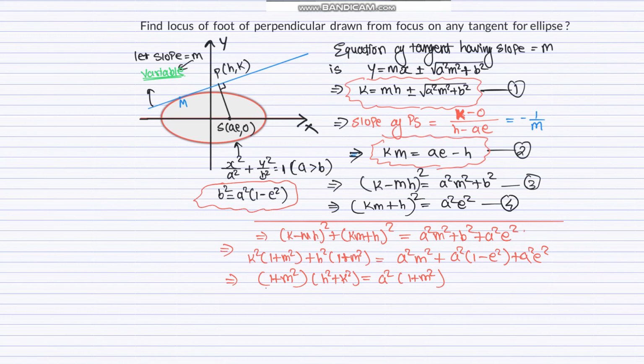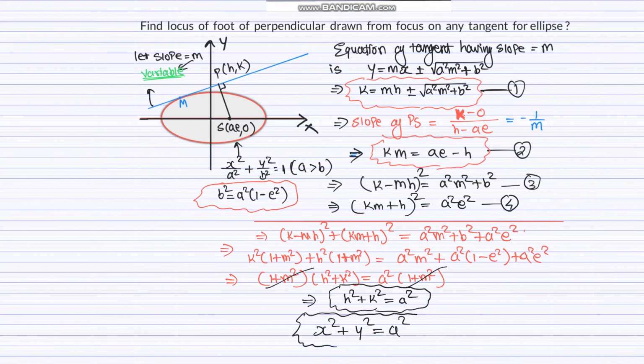So cancelling out the 1 plus M square term from both sides, because 1 plus M square cannot be 0, we can cancel it out from both sides of the equation. Okay, there won't be any root loss. And finally what we'll get is the locus, the equation of the locus, the relation between H and K, which is independent of M, which was the variable. Okay, so this is our locus. Finally we can replace H by X and K by Y. So the final locus is a circle, and this circle is nothing but what? The auxiliary circle of the given ellipse. Thank you guys.